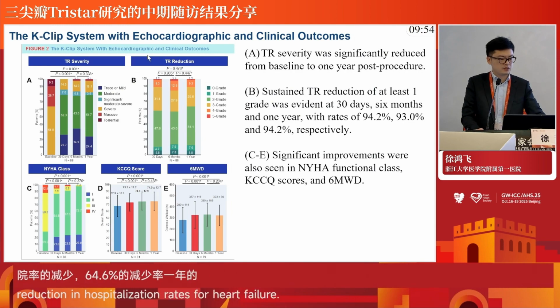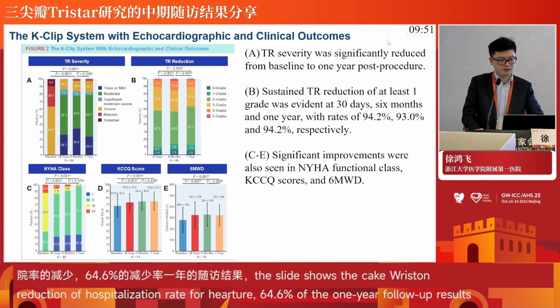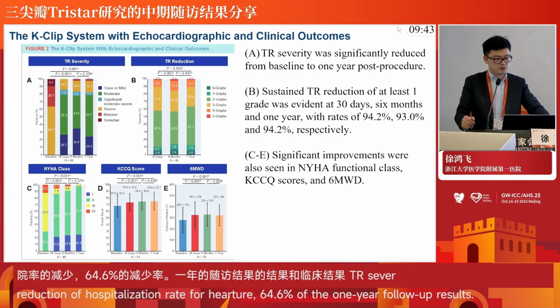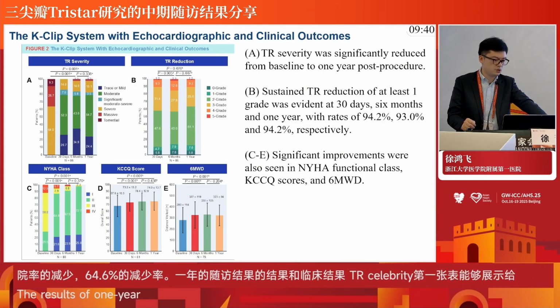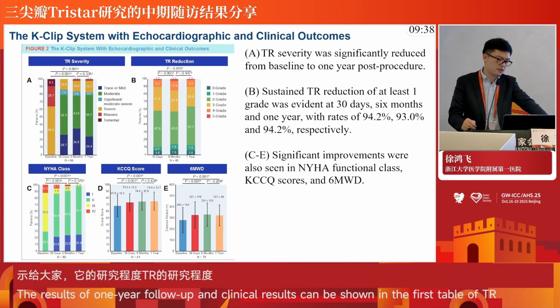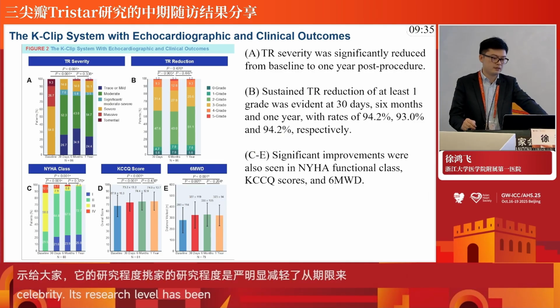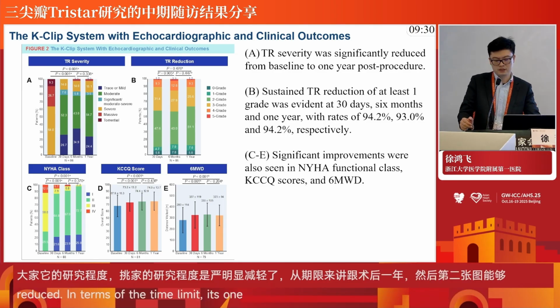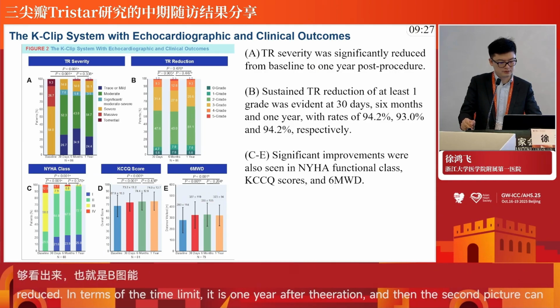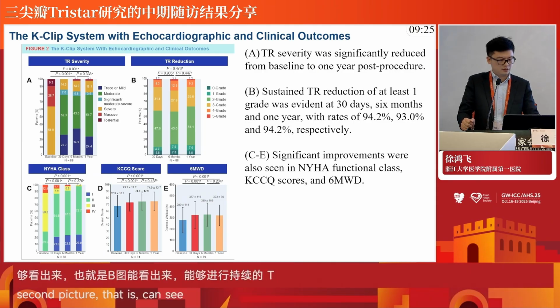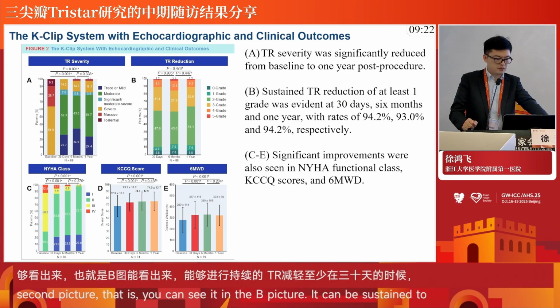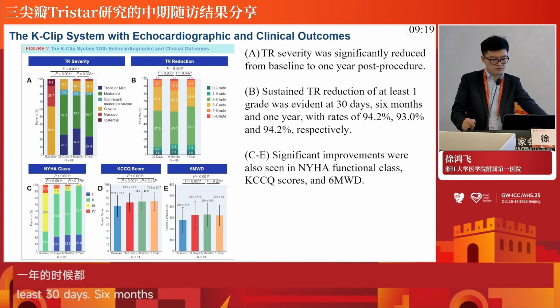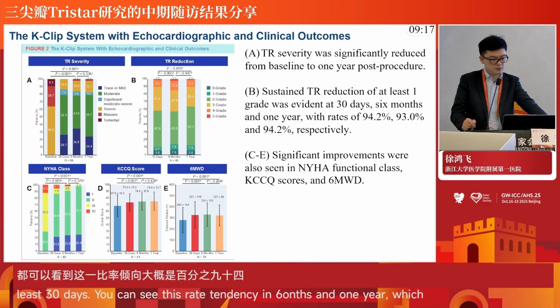Now this slide shows the K-clip system with echographic and clinical outcomes. Figure A shows TR severity was significantly reduced from baseline to 1 year post-procedure. B shows the sustained TR reduction of at least 1 grade, evident at 30 days, 6 months, and 1 year, with a rate of more than 90%, respectively. And C to E show significant improvements in New York Heart Association function, the KCCQ score, and the 6-minute walk distance.